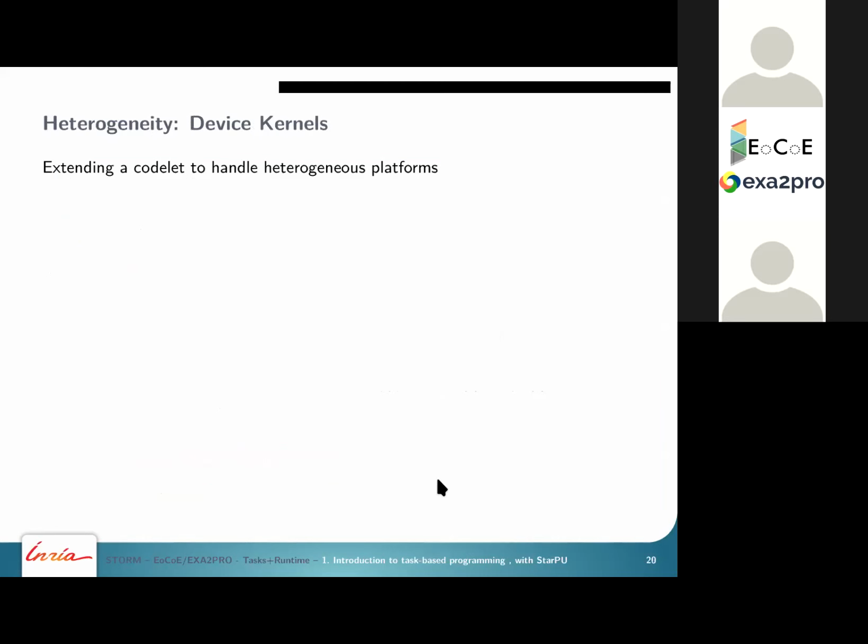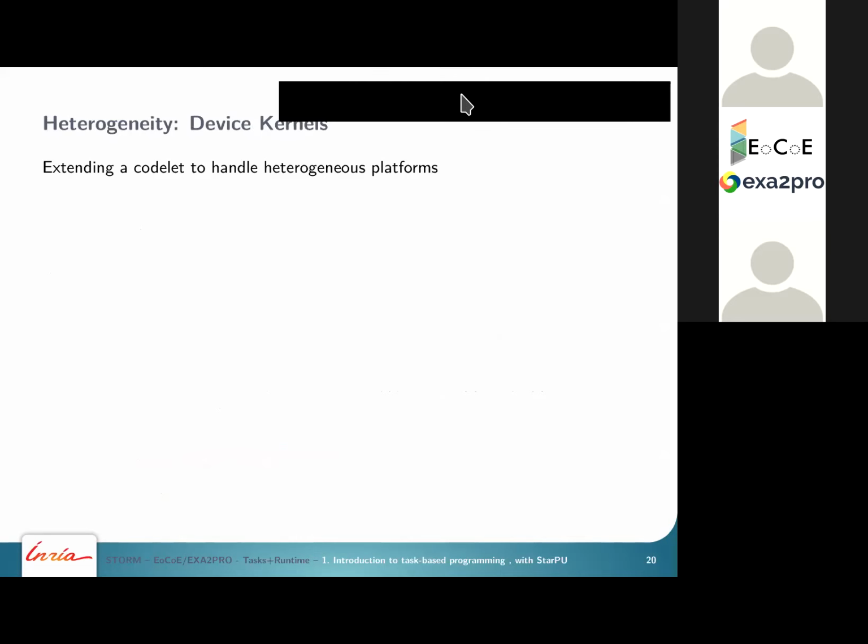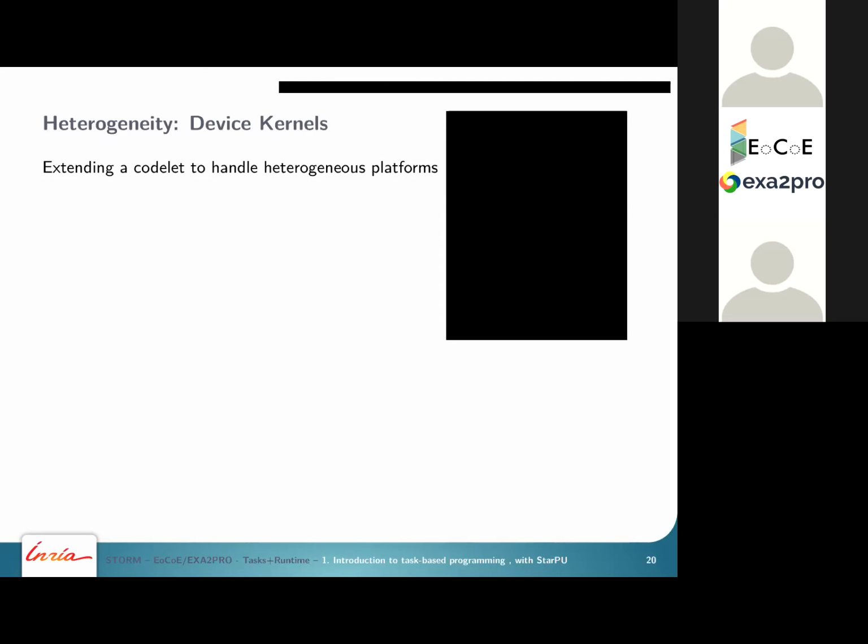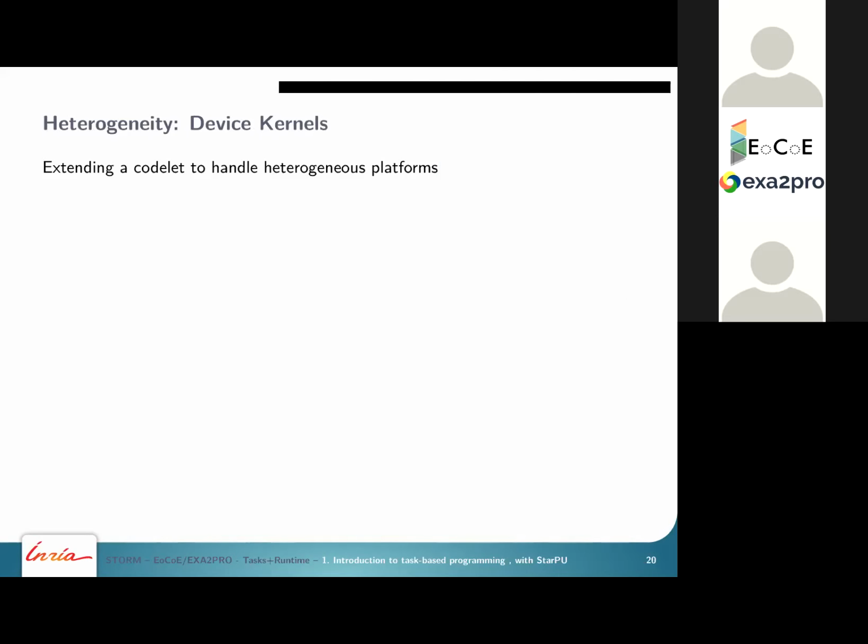Okay, so now we not only have CPUs, but also GPUs. So the idea is to extend the codelet to handle heterogeneity. That is, we want to look at how we can express that we have different implementations on the CPUs and GPUs, and how you can provide the implementation for the GPUs.